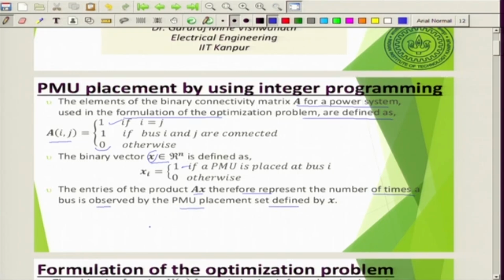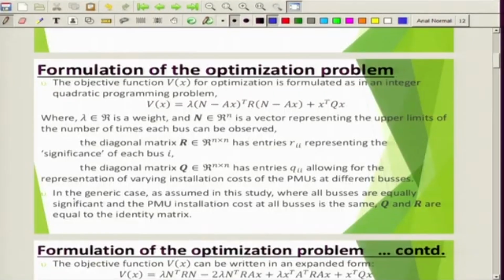So if you multiply A with X, this product matrix AX defines how many times a specific bus is being monitored by a PMU. Now let us formulate the optimization problem, because it's a genuine optimization problem. We need to place the PMU. Where to place the PMU, that is the question.